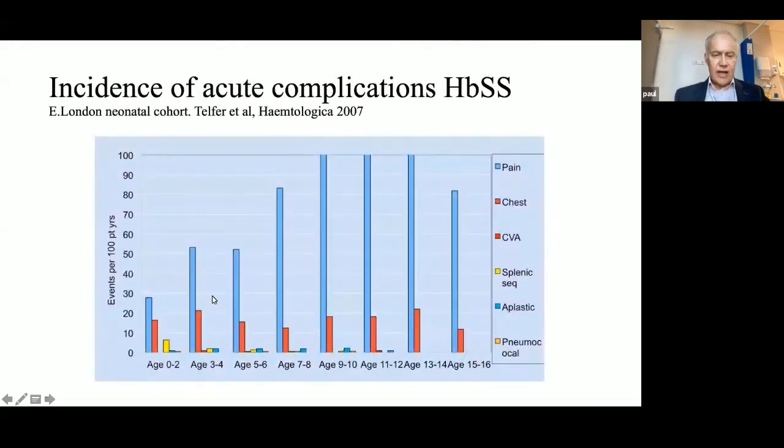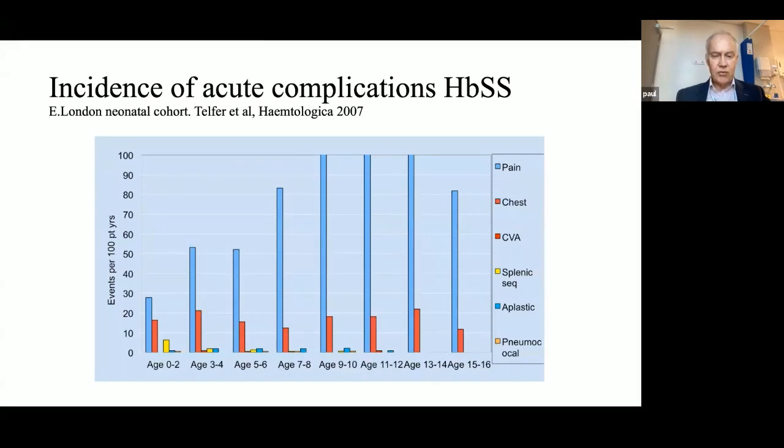This is a bar chart which shows the frequency of some of the common complications, and this is based on data from our newborn cohort study in East London. And on this, you can see the range of complications represented as the number of events per 100 patient years of observation. And the higher the bar, the more common the complication. You can see that by far the commonest complication in the age ranges in this pediatric group up to the age of 16 is the blue bar, which is acute pain.